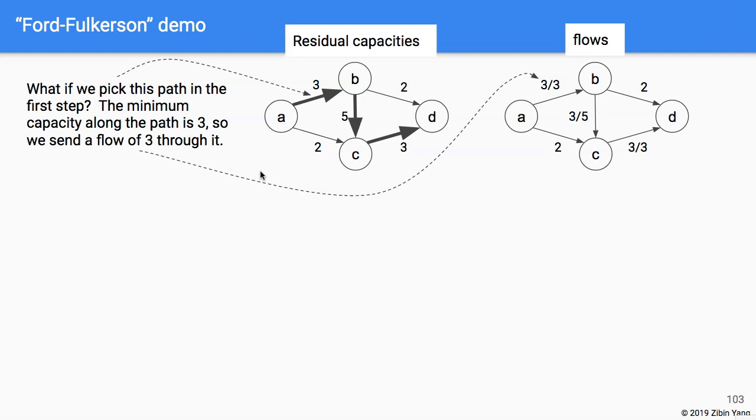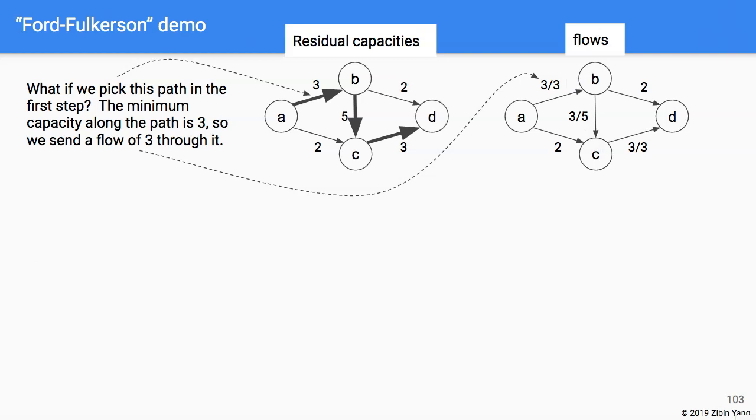So here's the same network again. Now, we know from the previous demonstration, the first path we picked is from A to B and then B to D. Now, what if we pick a different path as the first step? That we pick this path from A to B, B to C, and then C to D. Now, in that case, the minimum capacity along this path would be 3. So we send a flow of 3 through this path.